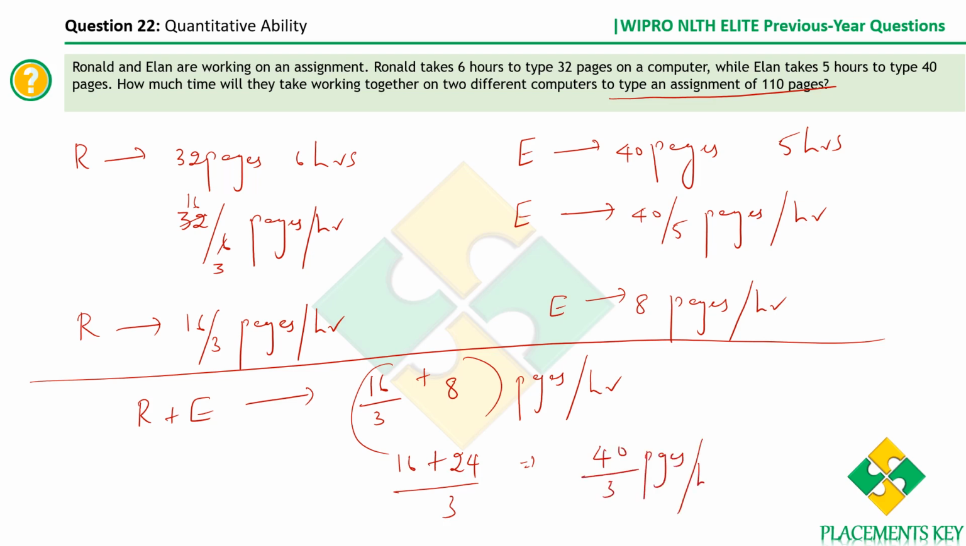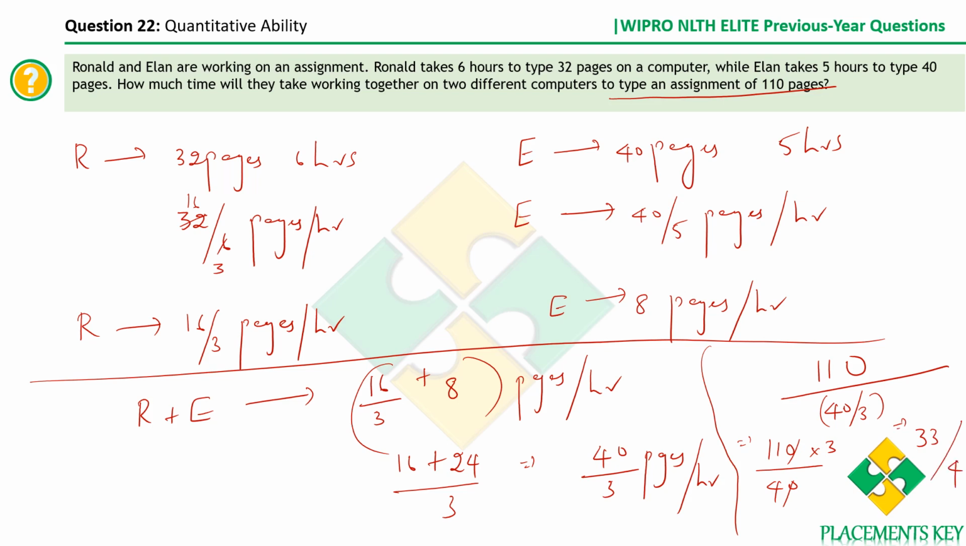Together they can type 40 by 3 pages in 1 hour. To type 110 pages, how much time do they take? It is 110 divided by 40 upon 3, which is, let's simplify it, 110 into 3 divided by 40. So the 0s get cancelled. Effectively, how many hours will they take? They'll take 33 by 4 hours.